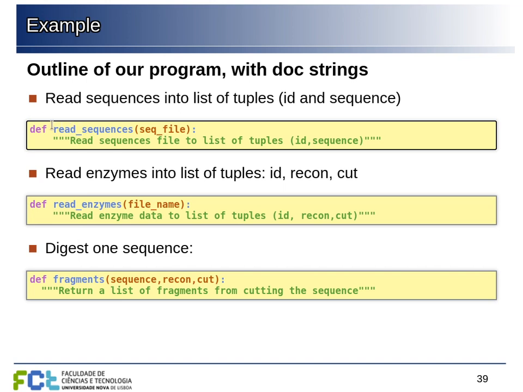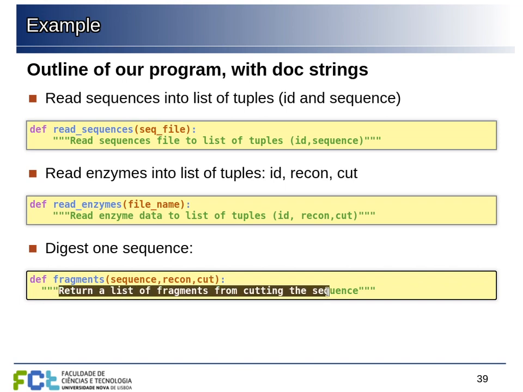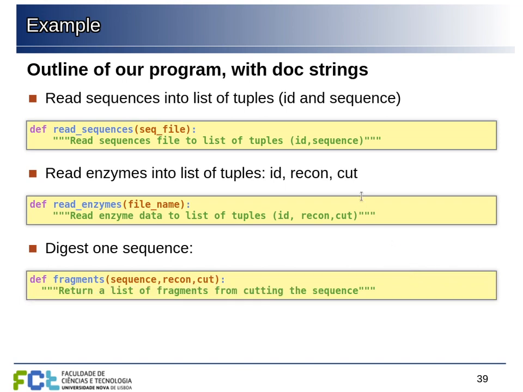So we have this function to read the sequences. It needs the name of the file, and then it returns a list of tuples with the identifier and the sequence. This one reads the enzymes. It also needs the name of the file, and it will return a list of tuples with the information for the different enzymes. Now, to digest one sequence, we need the sequence, the recognition site for the enzyme, and where it will cut, and this will return the list of fragments that we obtain from that digestion.